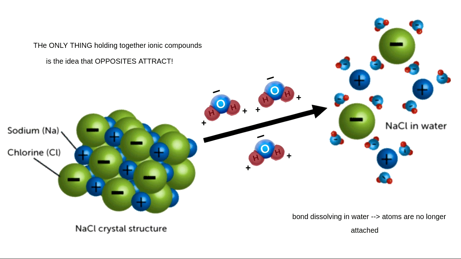Ionic bonds dissolve in water. And remember, that terminology dissolve means that they completely fall apart. Sodium is no longer attached to chloride because sodium is now surrounded by water and chloride is now surrounded by water. An ionic compound dissolves in water. Now here's a reminder for us.